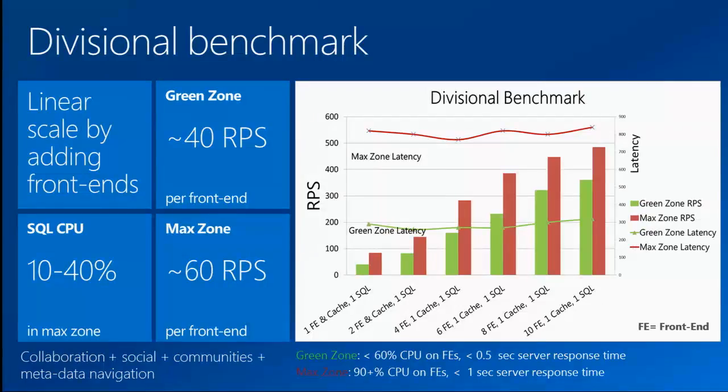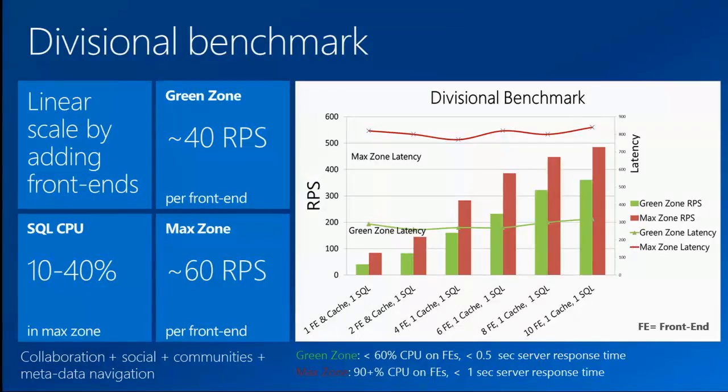And we were able to get up to 60 RPS per front-end server. Again, virtual machines running against a single SQL server backend, by the way. I'd like to point that out. And what you're seeing in the graph is a healthy, scalable system where we were able to go all the way up to 10 front-end servers against a single SQL server without SQL Server even sweating.